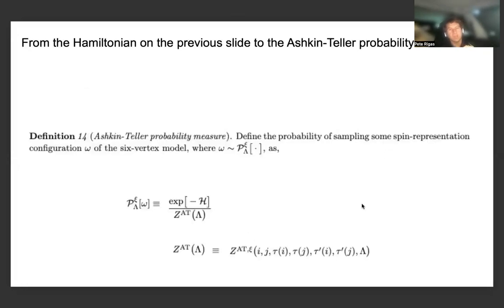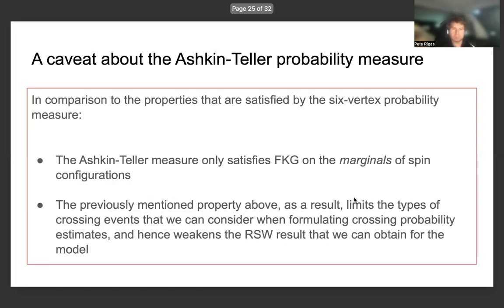And from the Hamiltonian that's given on the previous slide, as we know, it's very customary in this field, we can find the probability measure by the exponential of minus the Hamiltonian, normalized by the partition function of the finite volume, where the partition function is given as a function of several contributions at the sites i and j, namely tau of i, tau of j, tau prime i, tau prime j, as well as the finite volume.